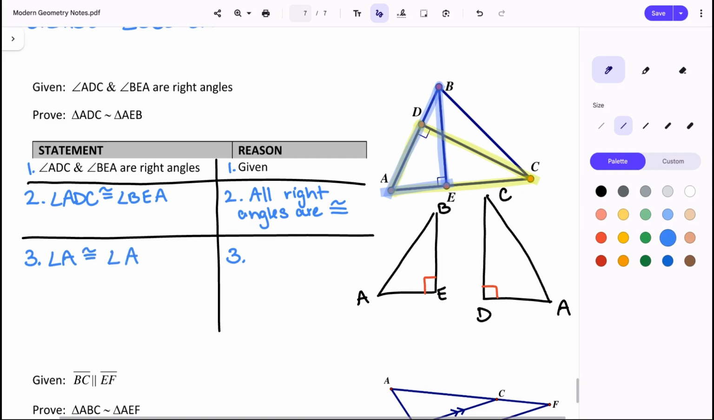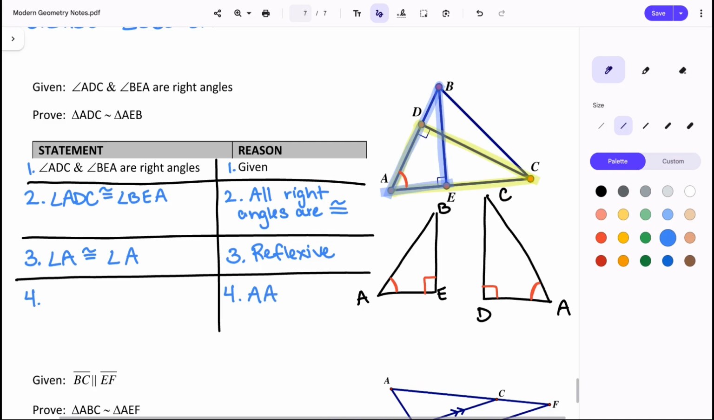What property do you guys think that is when something's equal to itself? Reflexive. Very good. Okay, and so you could mark that in either this picture up here, we could give this an arc, or you could even do it down here on those pictures that I separated out. So what can we do to finish this off? Angle is my reason, and what do I put for my statement? Very good.